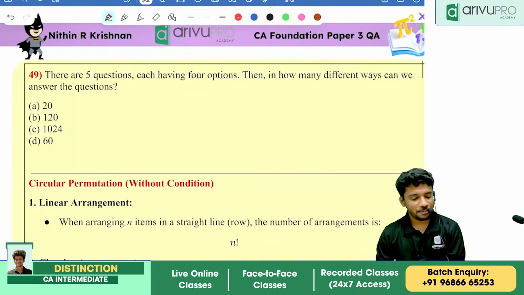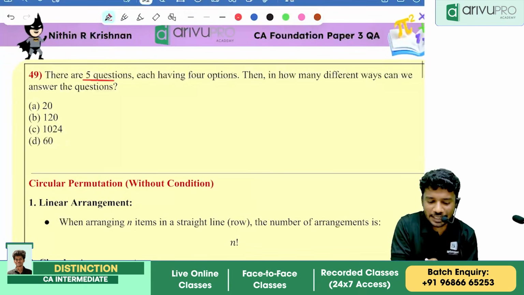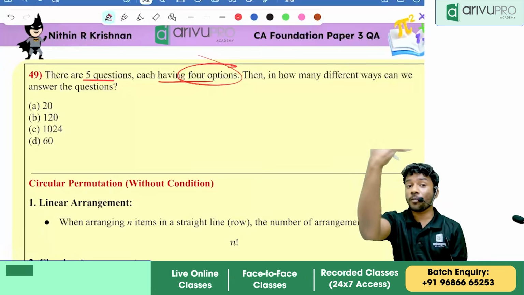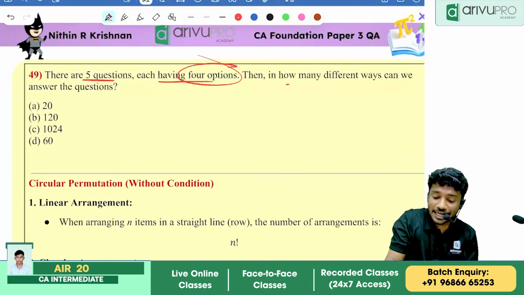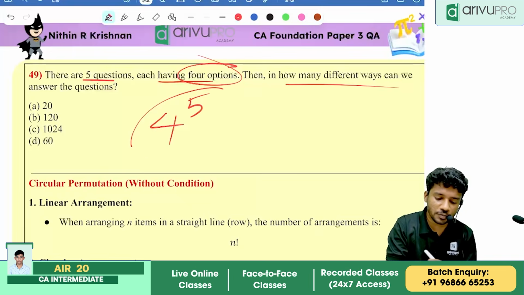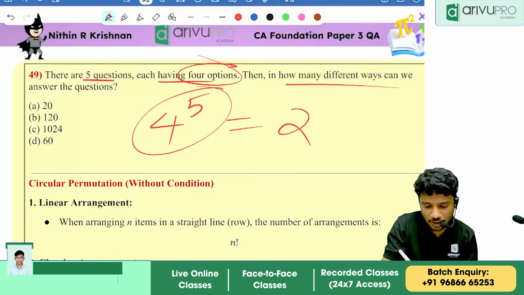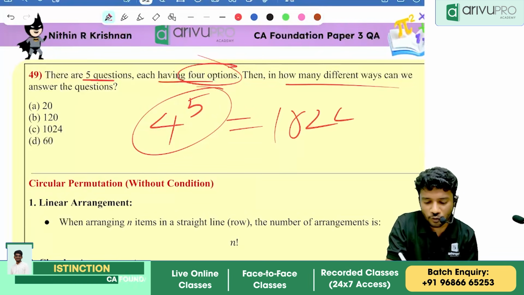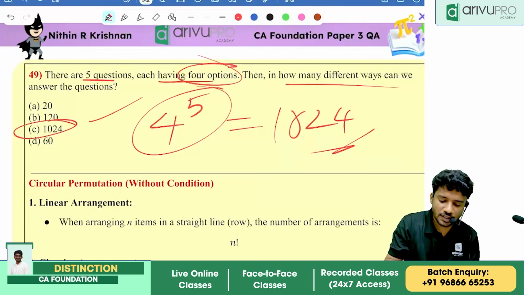Look at this. There are 5 questions, each having 4 options. How many options are there? 4 options. In how many different ways we can do it? 5 questions are there, 4 options. 4 raised to 5. How much is it? 1024 is your answer. Option C is the answer.